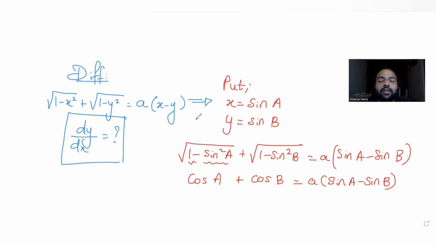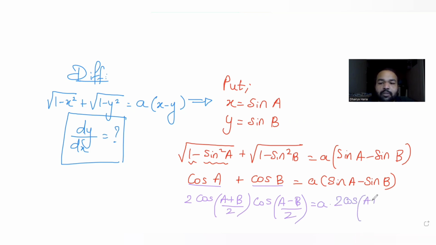Now to simplify this further, I use the factorization formula: cos A plus cos B is 2 times cos of (A plus B) by 2 into cos of (A minus B) by 2. That is equal to small a times (sine A minus sine B), which is again 2 cos of (A plus B) by 2 into sine of (A minus B) by 2, right? Now I can cancel one term from both sides, that is cos of (A plus B) by 2, which is common. Also I can cancel out 2.